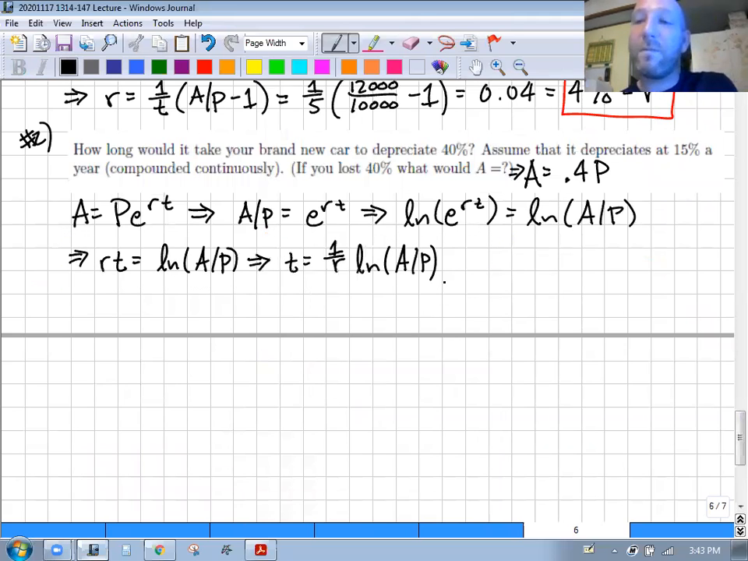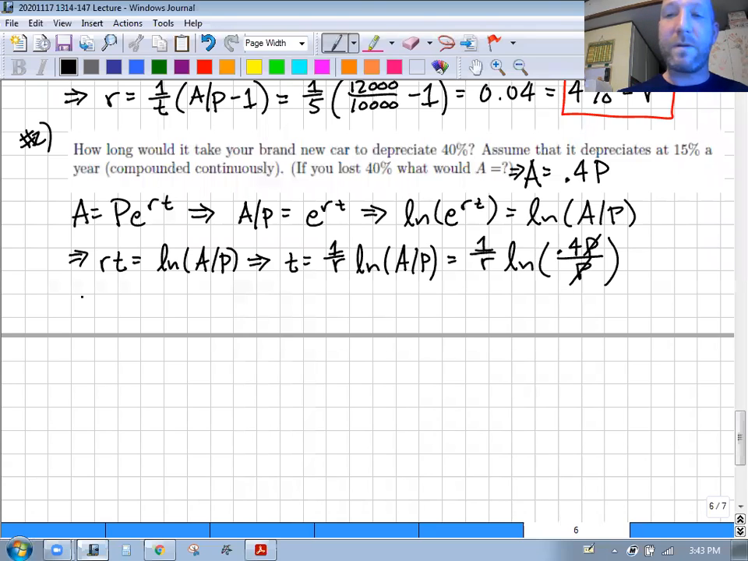Okay, and this works out. A is 0.4p, right? So we have 0.4p over p. We never decided what p was, right? It doesn't matter what p is because look, it cancels right out of this fraction. And our r here is a negative 15%, right? R is a negative 0.15.